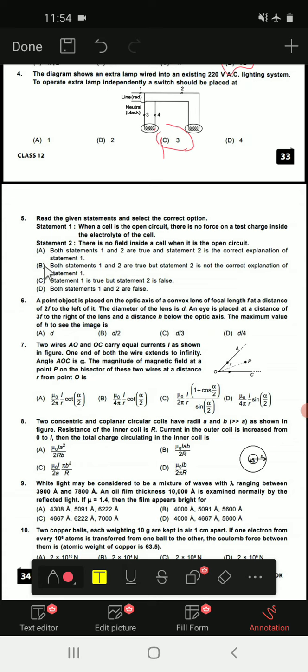B, both statement 1 and 2 are true, but statement 2 is not the correct explanation of statement 1. C, statement 1 is true, but statement 2 is false. D, both statement 1 and 2 are false. These are the four options. Among these, which one is the correct answer?